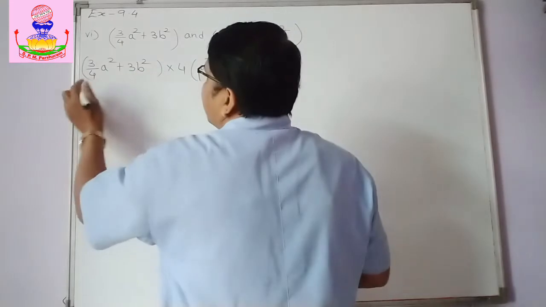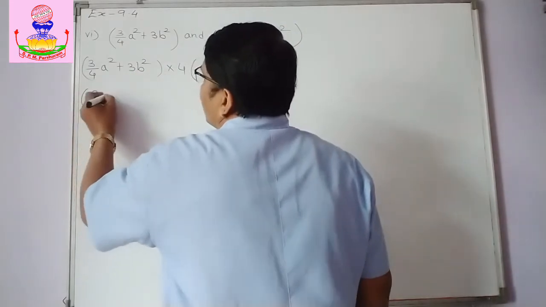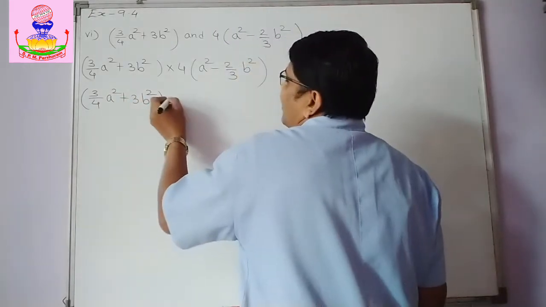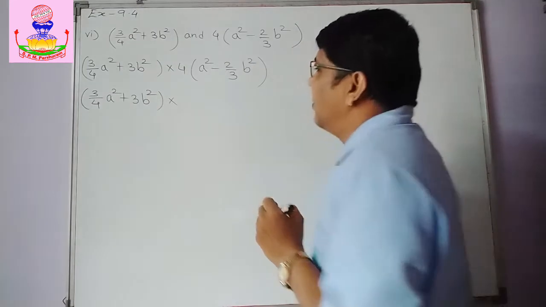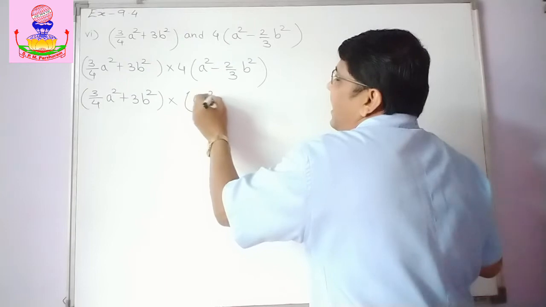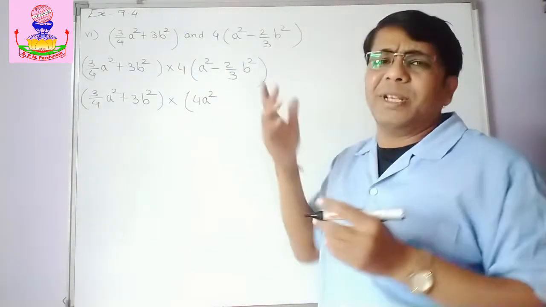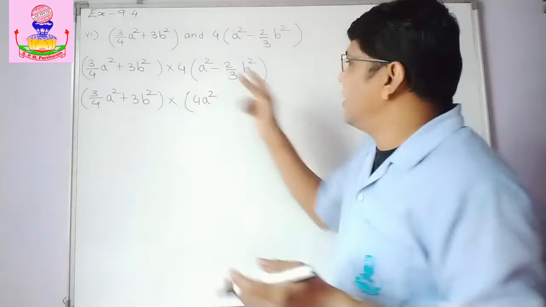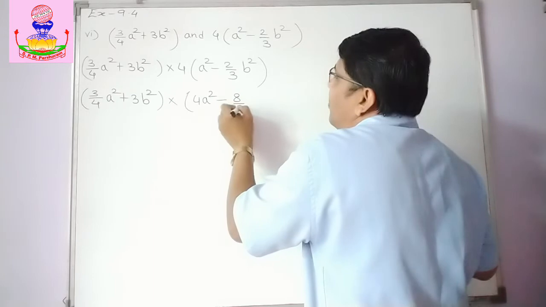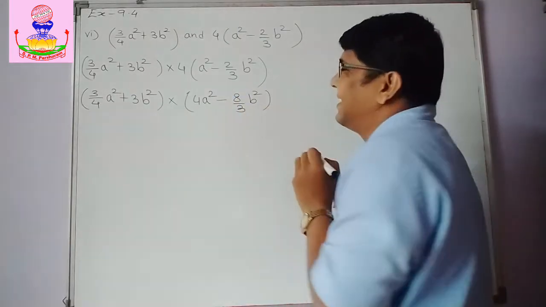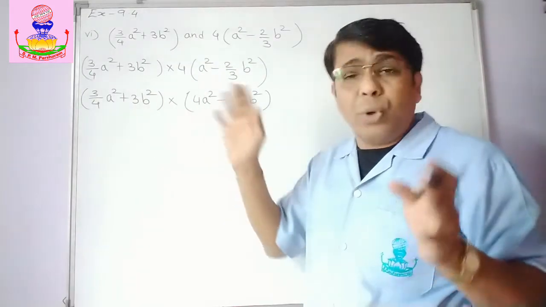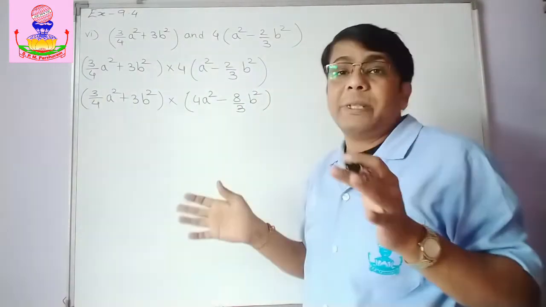See here. I'll keep this bracket as it is. So 3 upon 4 a square plus 3b square into. Now 4 into a square, 4a square. Okay, open the bracket and multiply. This is monomial, binomial. We know that. So 4a square minus 4 2s are 8, 8 upon 3b square. Now see, this is binomial by binomial.